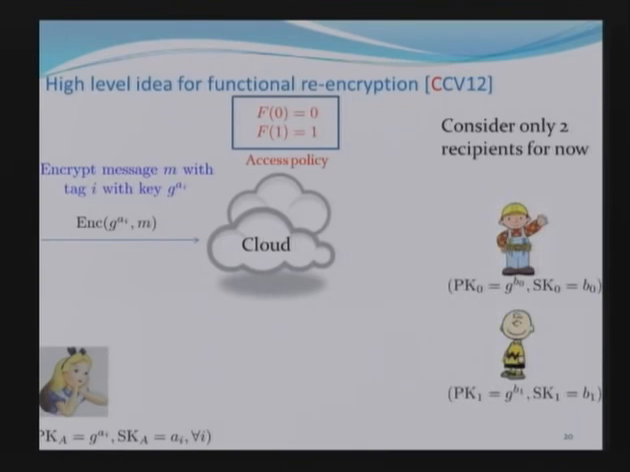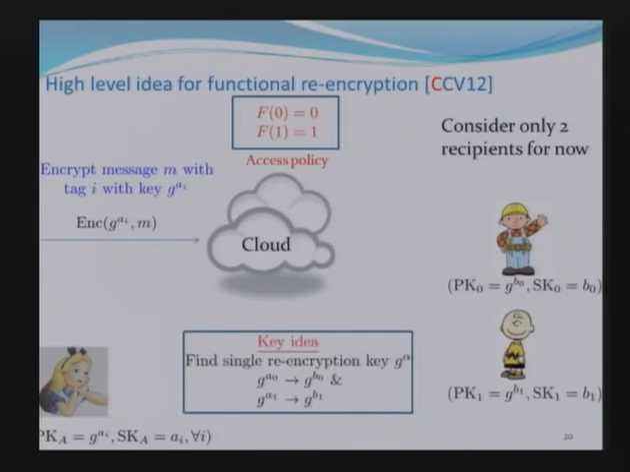Now let the recipients' public key and secret key pairs be defined as follows. It's just G to the B0 and B0, and G to the B1 and B1. Okay, just like how you would imagine it from the previous key. Now, one key idea is, say we could do the following. If we could find a single re-encryption key G to the alpha that will do both the operations, that is, it will re-encrypt from G to the A0 to G to the B0, as well as G to the A1 to G to the B1.